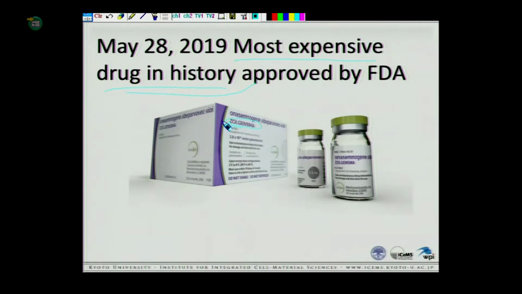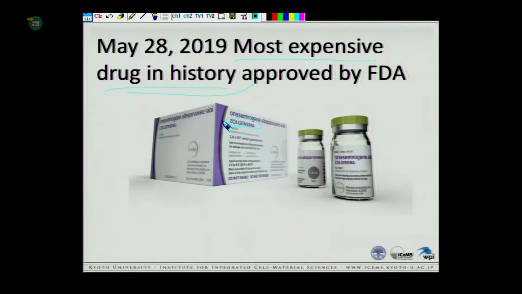$1 million? No, I don't know. One time. It's one shot. One shot. $1 million? Too expensive. $500,000. I don't know. Somebody, I mean, come on. This is the most expensive drug ever in history.